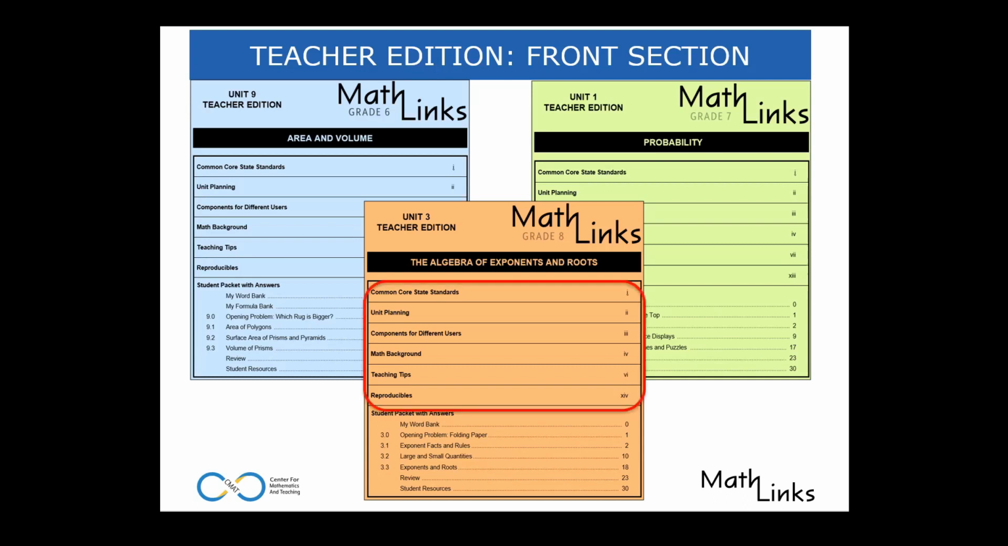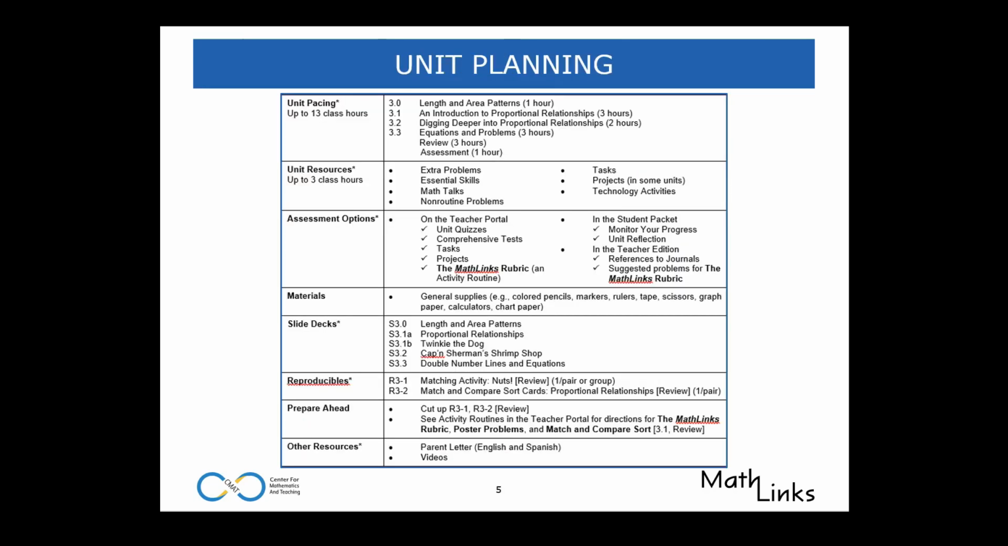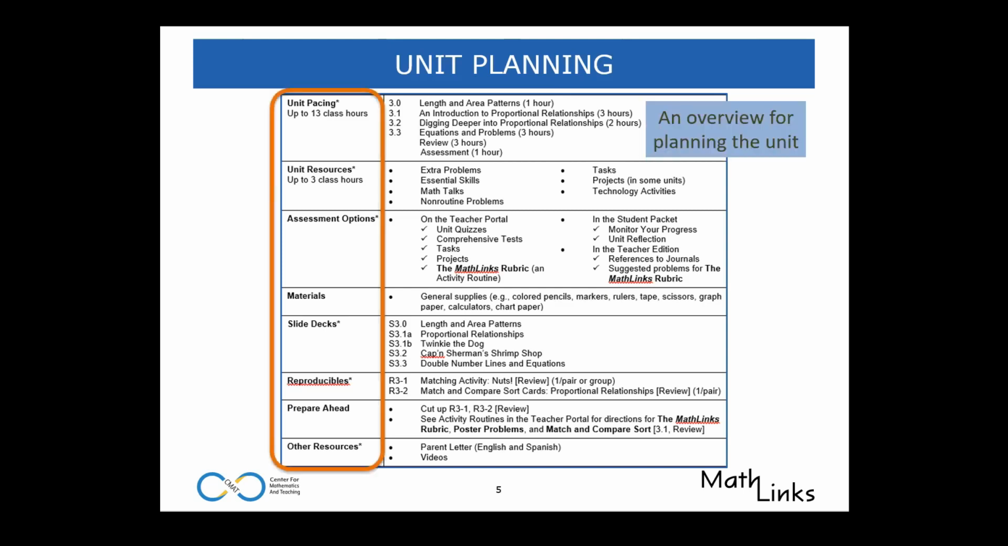We'll start by concentrating on these 6 sections that show up in the front portion of every TE. First, you'll see a complete list of the standards addressed in the unit. Then, on the planning page, there's an overview of some important considerations as you start to dig into the unit. Things like estimated times for pacing lessons, assessment, and several other resources for review and enrichment that you might use with your students. There's a materials list, potential copies to make, and other preparations as you plan ahead for the unit.